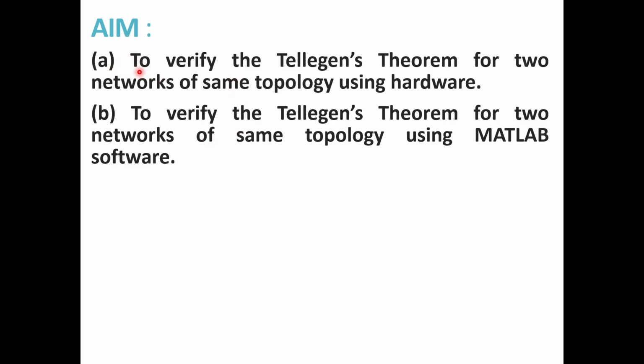My first aim is to verify Tellegen's theorem for two networks of same topology using hardware. Another part of this aim is to verify Tellegen's theorem for two networks of same topology using MATLAB software. So in your college, if you have only hardware experiment, no need to write part B, you write only part A. If you want to note this down in your observation, you can pause this video and copy down this aim in your observation or record.